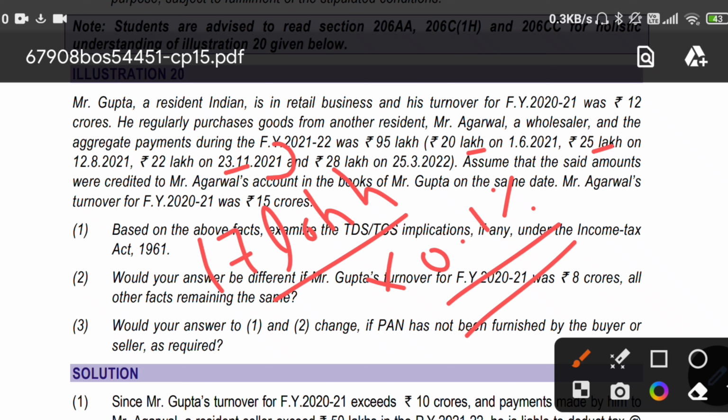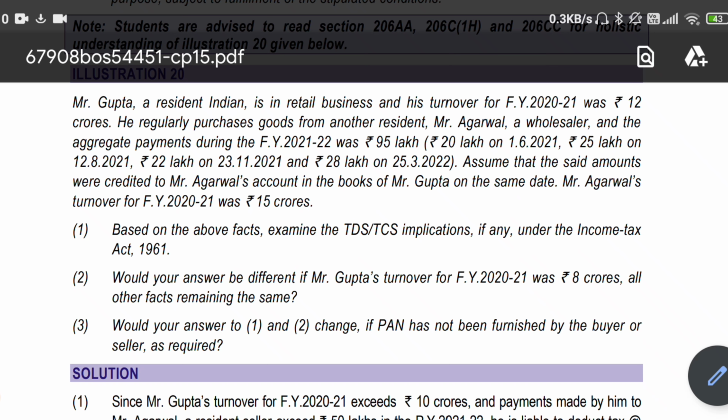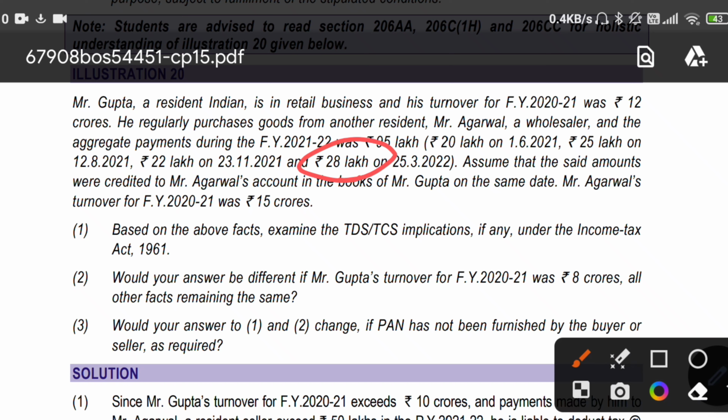Okay, and after that 28 lakh. So here also on 28 lakh, 0.1% TDS is required to be deducted because it is already in excess of 50 lakhs, right? So on 28 lakh into 0.1%, 2,800.